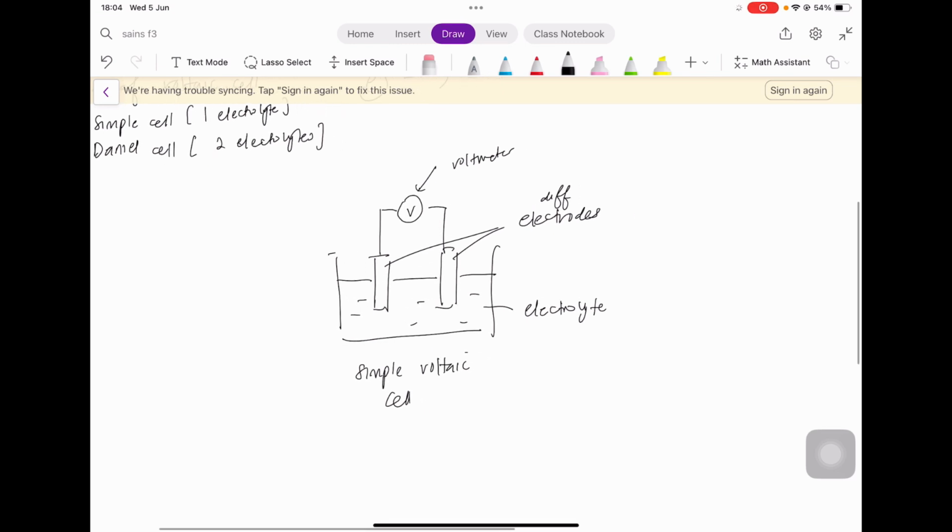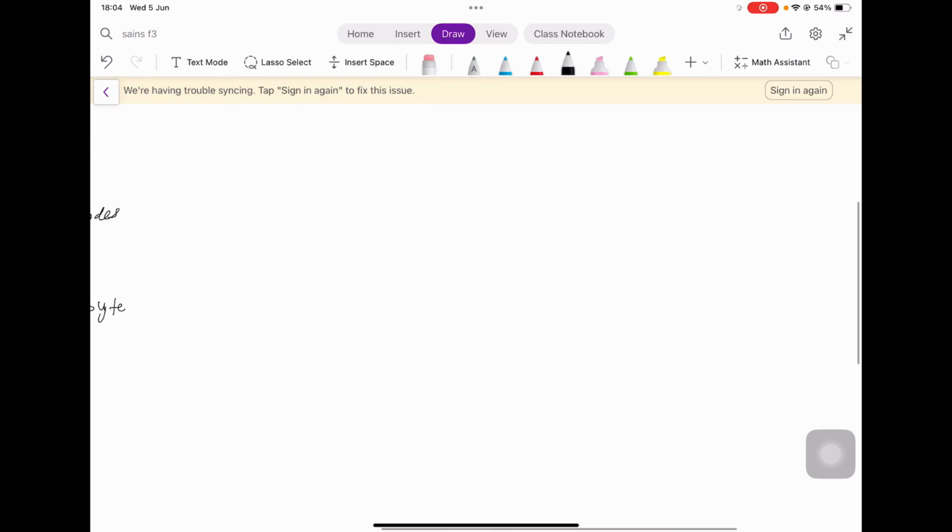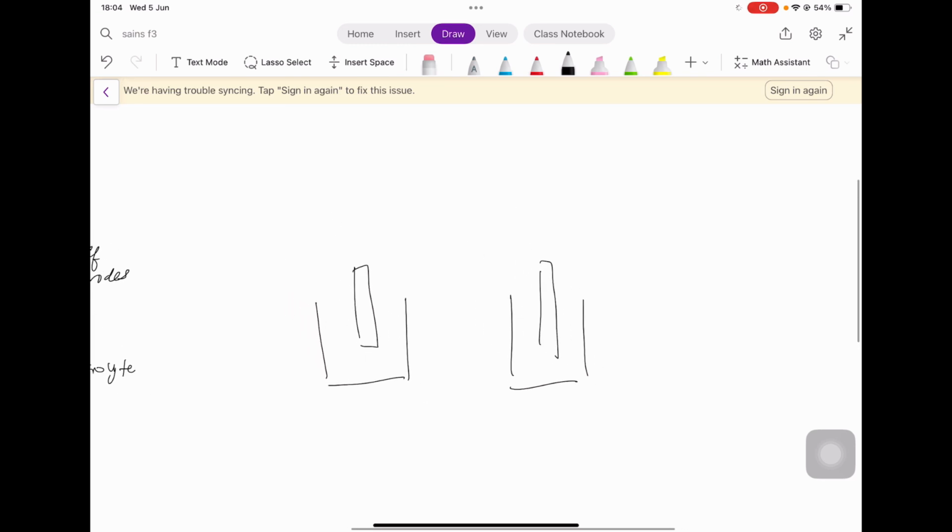Draw here lah. So apa yang kita tahu, Daniell cell ni has two electrolytes. Two electrolytes meaning we need two beakers. Two different electrolytes, two beakers. And then each has its own respective electrode, okay? And of course our voltmeter and our electrolytes.